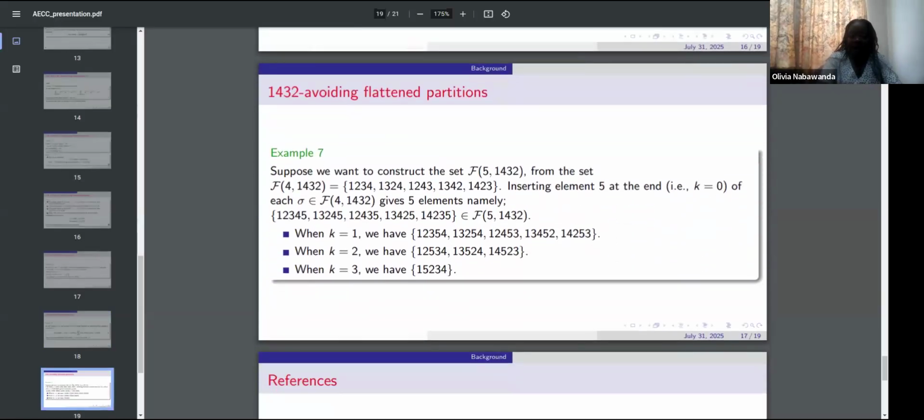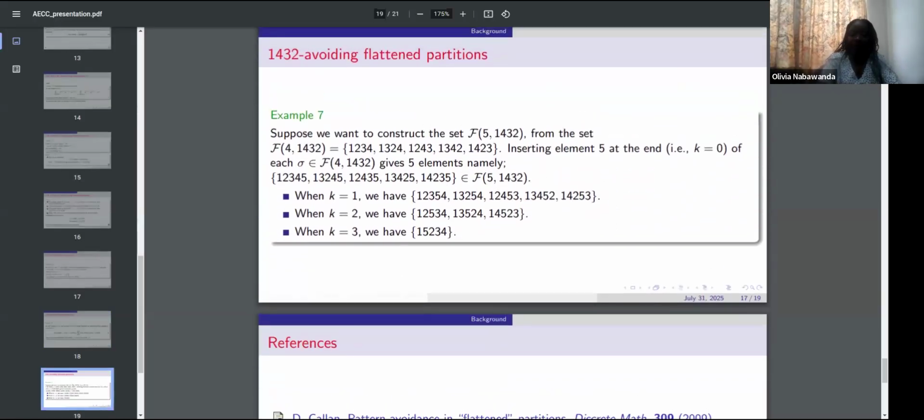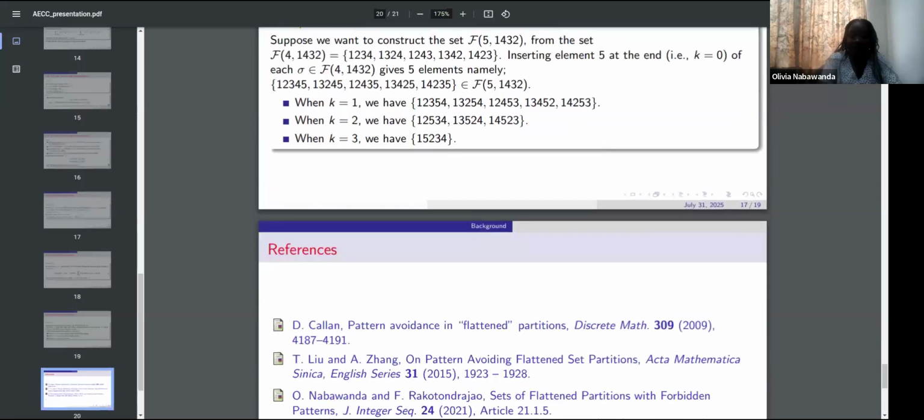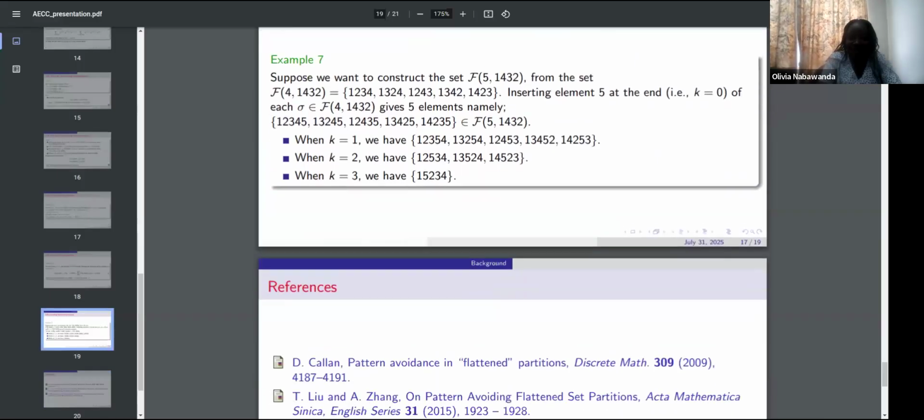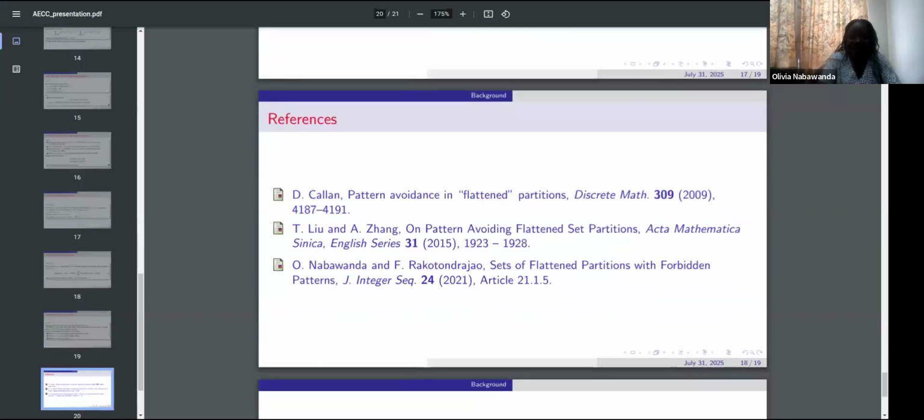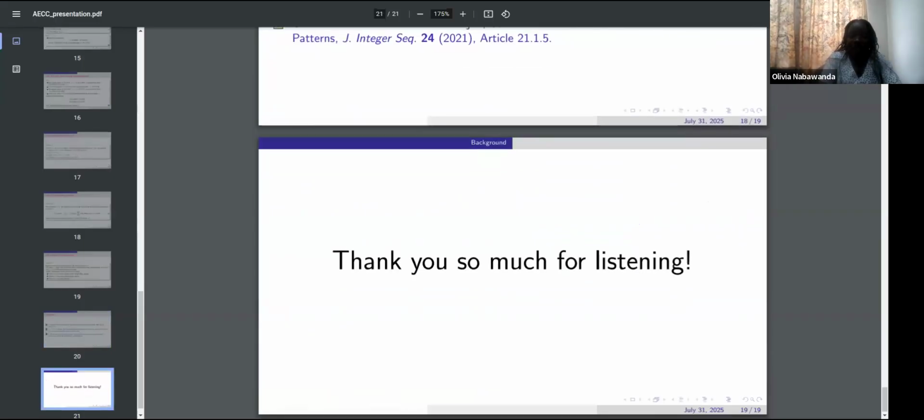And yeah, I tried to give an example of how this was done. But because we are time bad, I'll not go through it. So I'll end here for now. These are some of the references that we used. And thank you so much for listening.